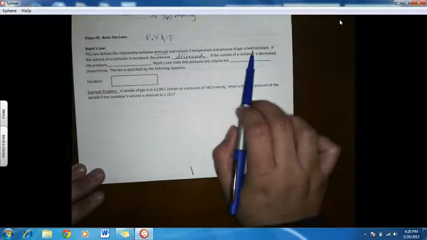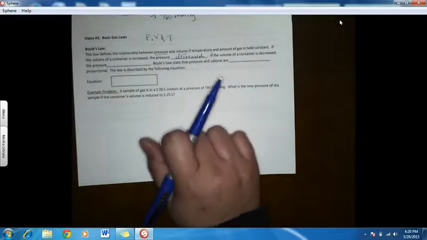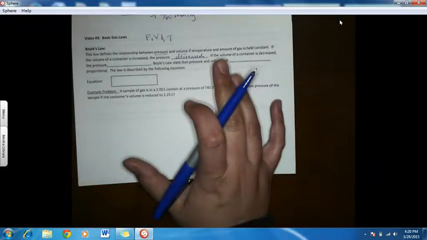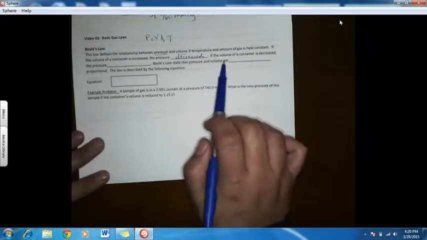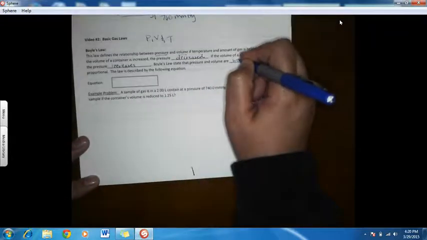is held constant. If the volume of the container is increased, then the pressure is decreased because the particles have more space to move around. So if they have more space to move around, they're going to have less interactions. And if the volume of the container is decreased, then the pressure, of course, would be increased, because if you limit the space they have to move around, then they're going to collide more often, and those collisions are what create pressure.